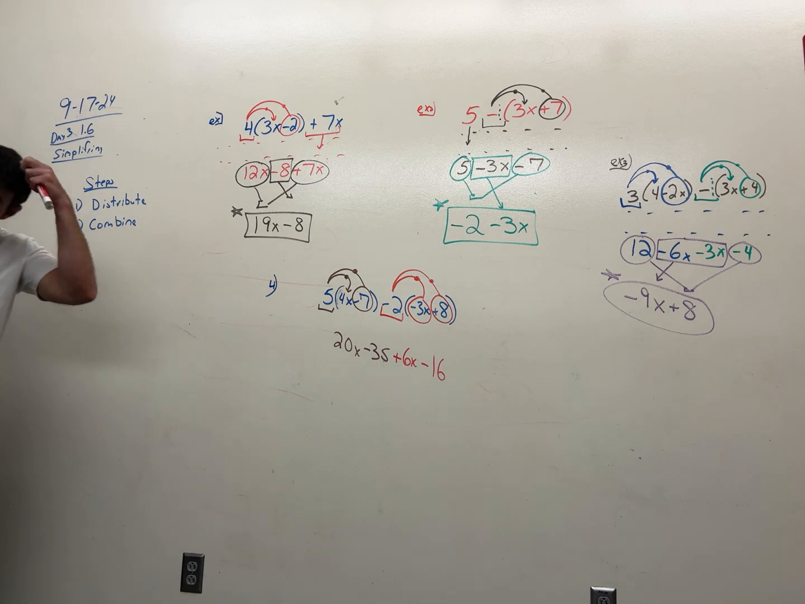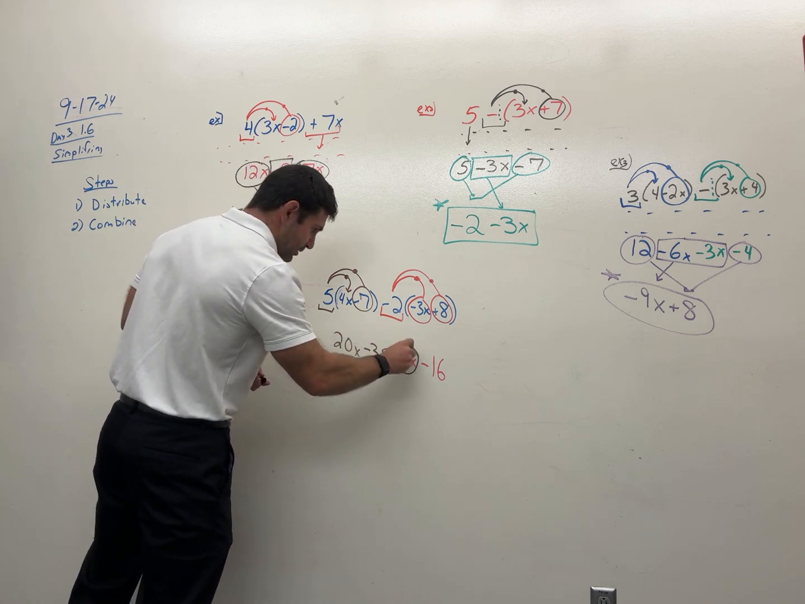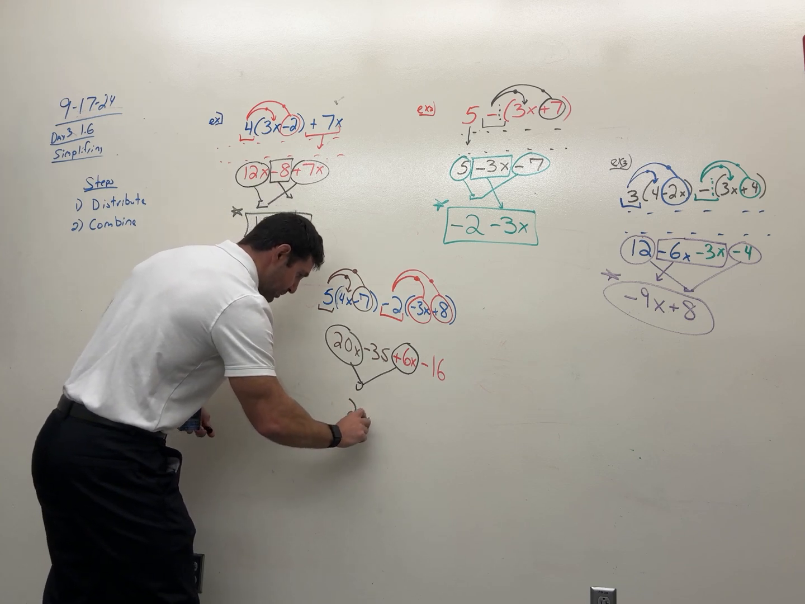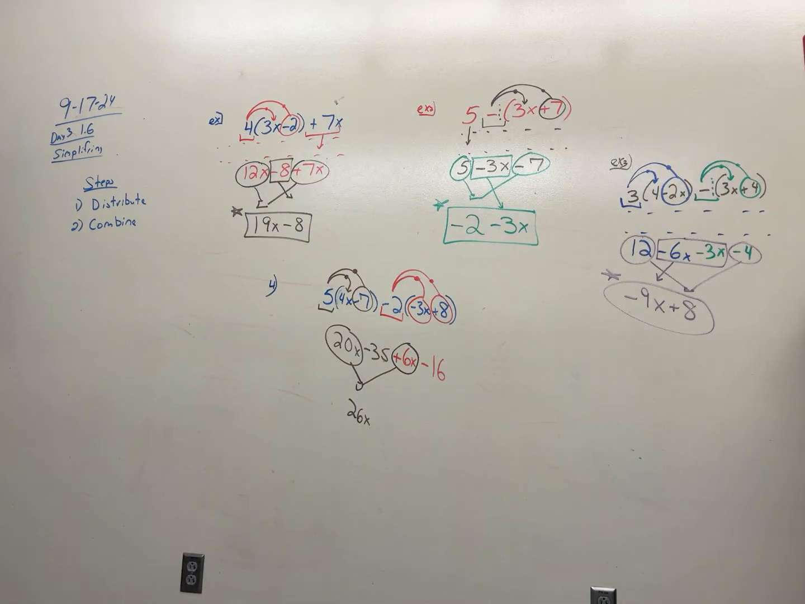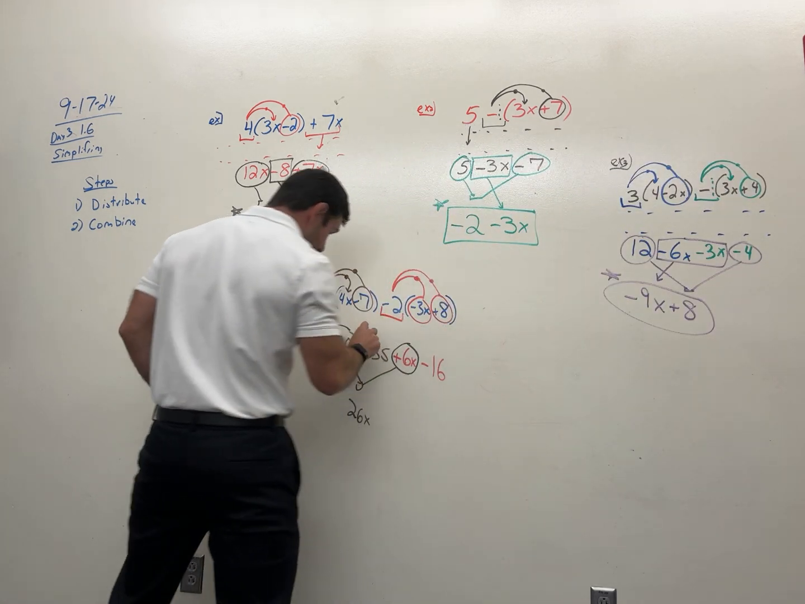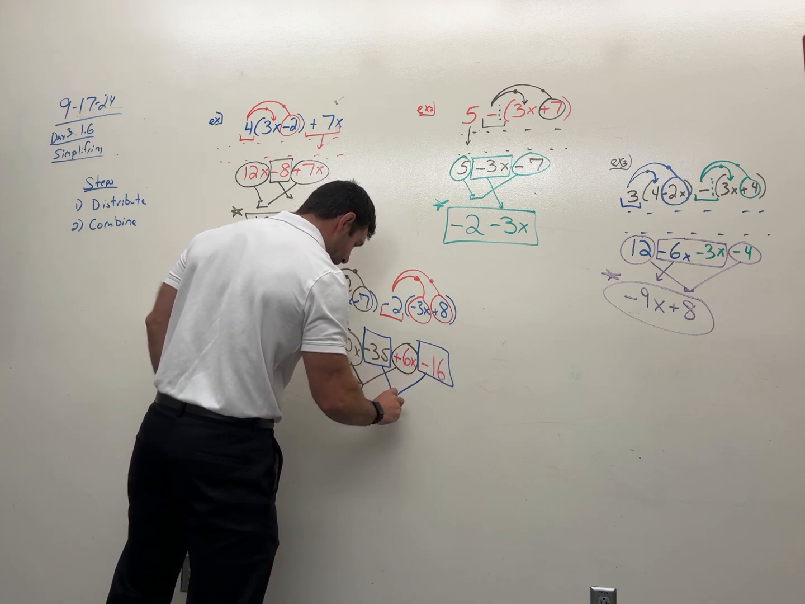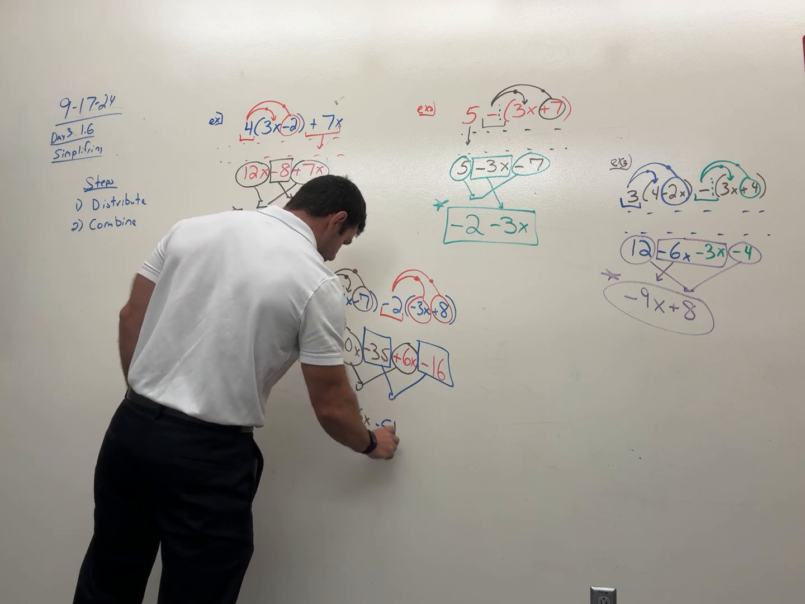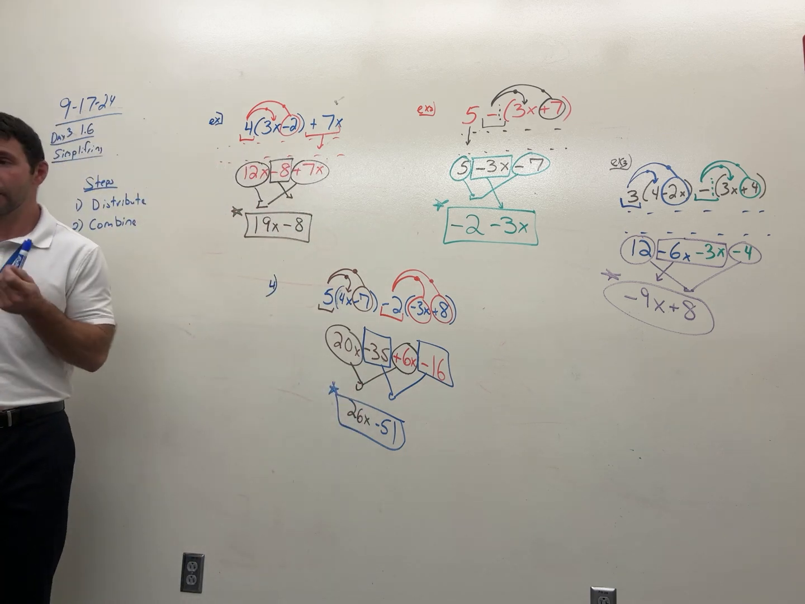Kendall, what are my like terms? Positive 6x and 20x. 20 plus 6 is 26. We keep the x's. And then we get a different color. Then we have a negative 35 minus 16. Negative 35 minus 16 is going to give me negative 51. I can't combine my x's with 51, so we stop there.